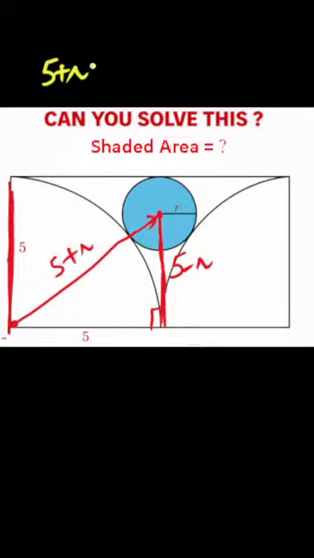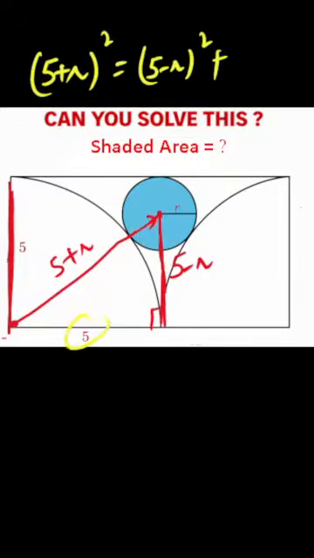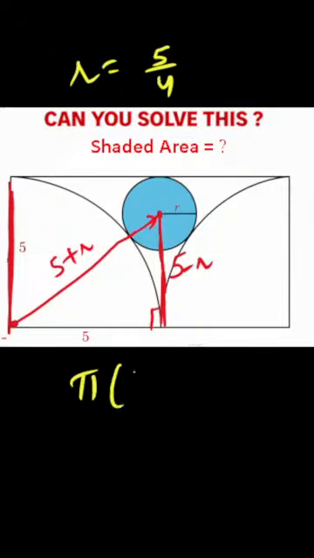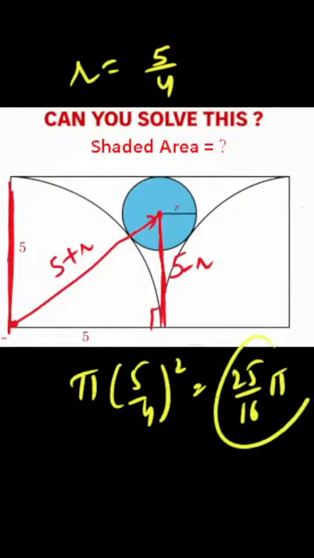Use the Pythagorean theorem. (5 plus r) square is equal to (5 minus r) square plus this base, which is 5. Right? Now using the Pythagorean theorem, from here you can solve for the value of r, and your r is going to be 5 by 4 on simplification. Once you have the r, you can solve for the shaded area, which is going to be pi r square. So pi times (5 by 4) square is going to be 25 by 16 pi. 25 by 16 is the right answer.